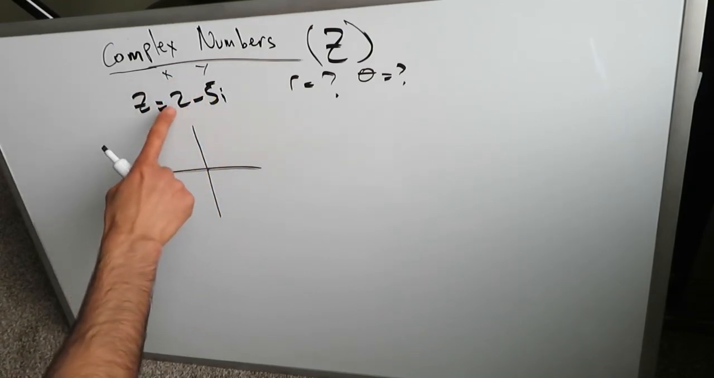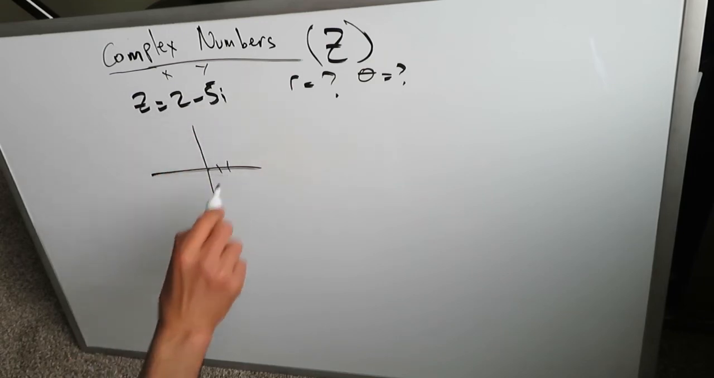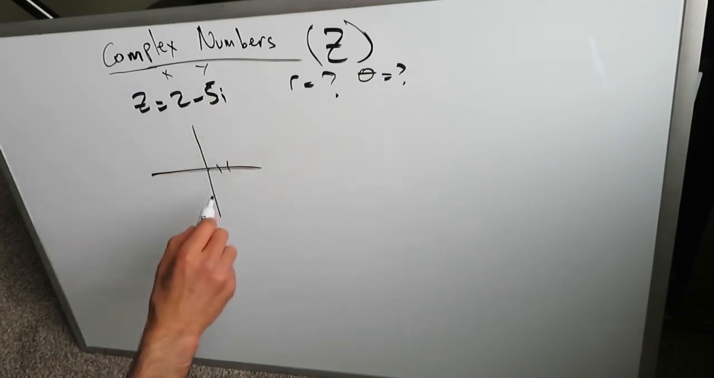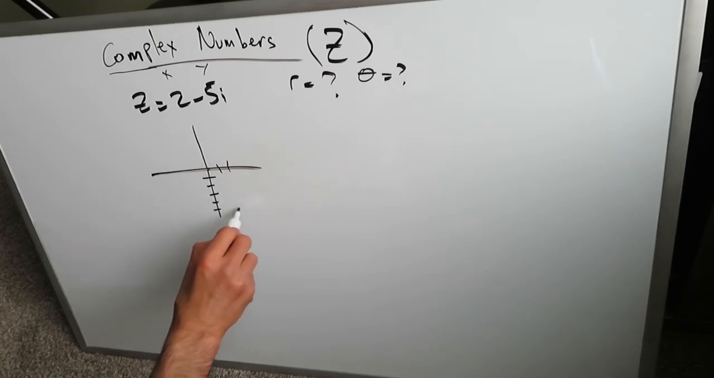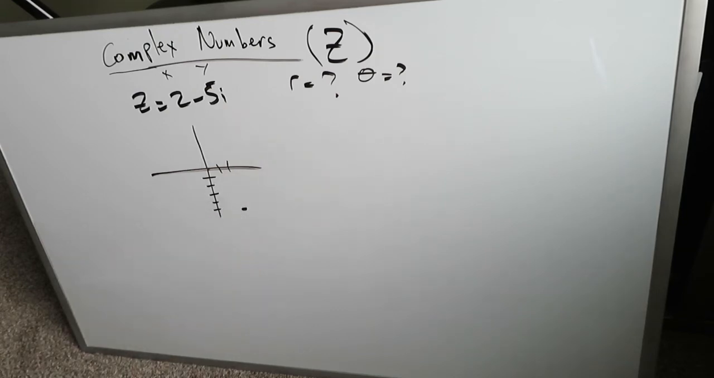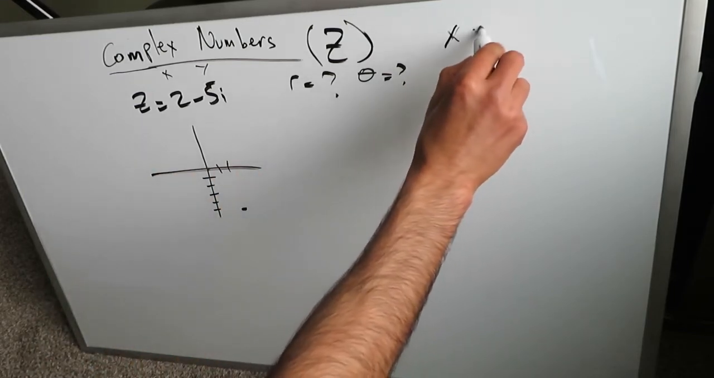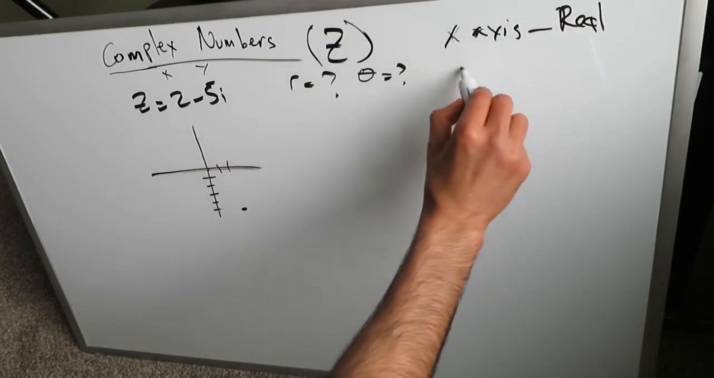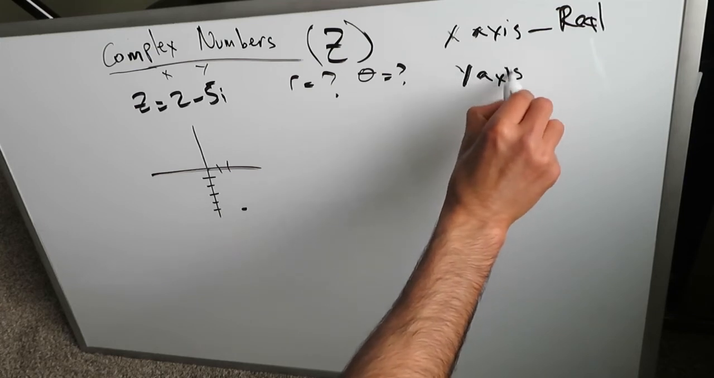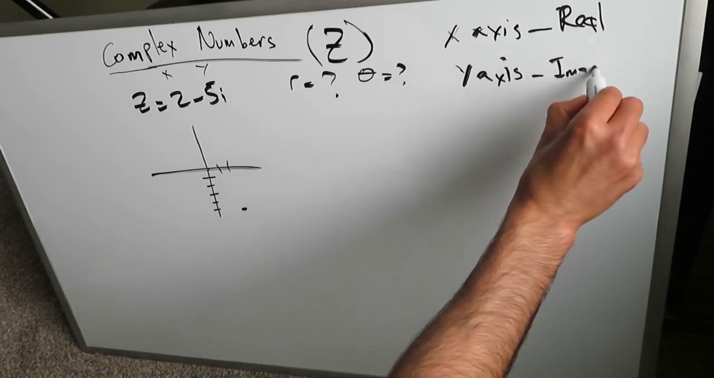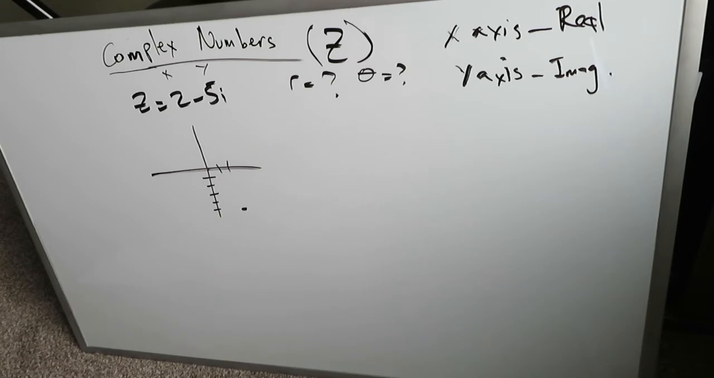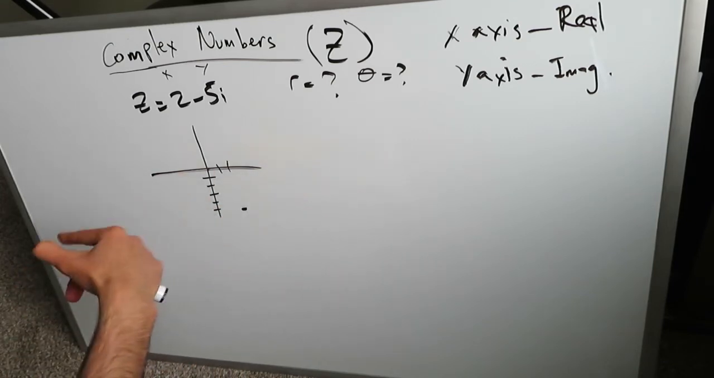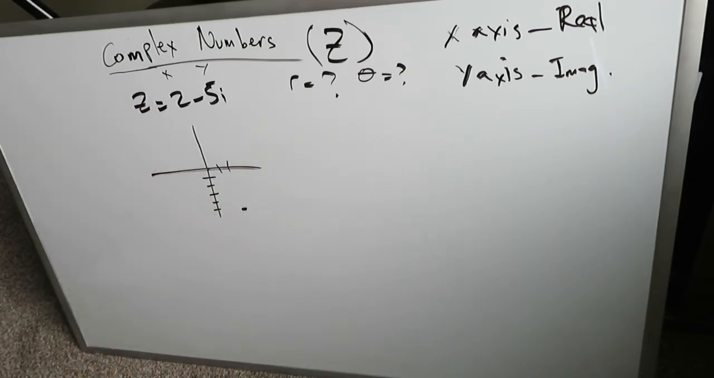You're looking 2 units. It's a positive 2, so you're looking 2 units here. But it's a minus imaginary component, so you're looking 5 units down. And you make an intersection over here. Remember, we're talking about a complex plane. In the complex plane, the x-axis represents your real axis, and your y-axis is representative of your imaginary axis. So here I'm plotting the real numbers along the x-axis, and I'm plotting the imaginary numbers along the y-axis.